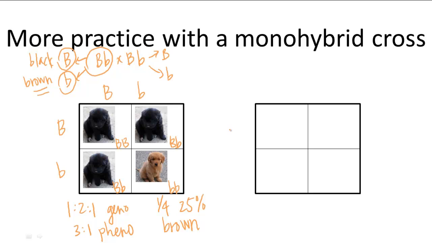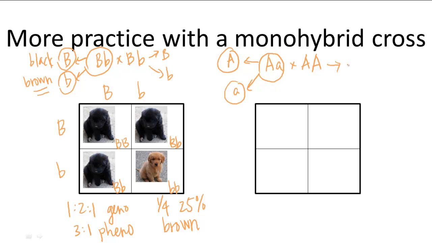Let's look at a different type of monohybrid cross that doesn't involve 2 heterozygous individuals. What if you're crossing big A, little a with big A, big A? Again, start with the gametes. What are the gamete possibilities? You can have a big A gamete and a little a gamete.